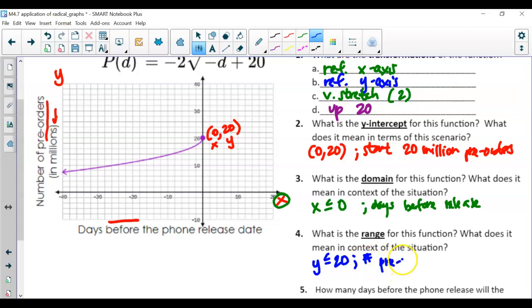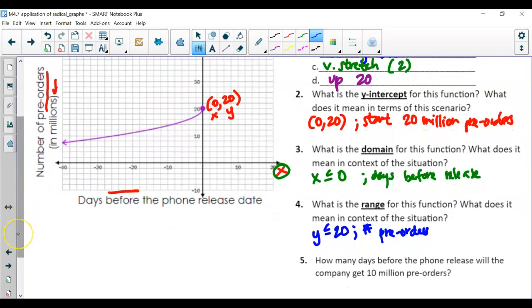So again, that is our Y values here. So now we're going to actually take a look at interpreting our graph. For example, how many days before the phone release will the company get 10 million pre-orders? So 10 million, remember, is our Y, and how many days before? So here's our 10 million.